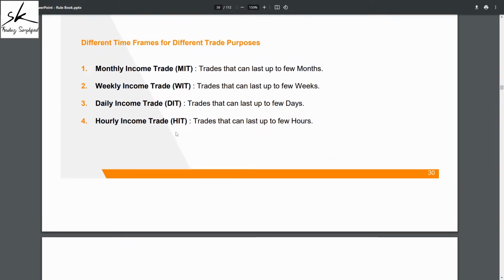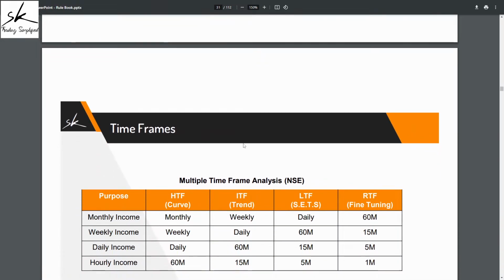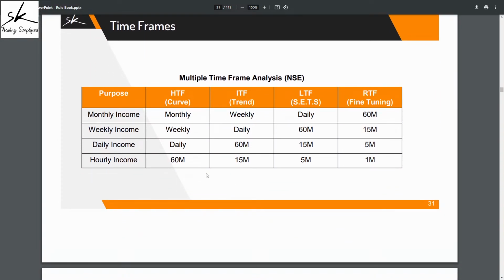Next, what are the four different trade purposes? We have already talked about it. What is HIT, DIT, WIT, and MIT? So now the question comes that for every purpose of trade, what will be my four different time frames? We get the answer from this table. Like in this example, I want to plan monthly income trades. So from this table, I got to know that as a monthly income trader, my time frames will be monthly, weekly, daily, 60. Monthly will be the higher time frame used for curve analysis.